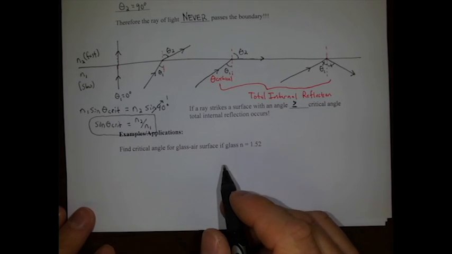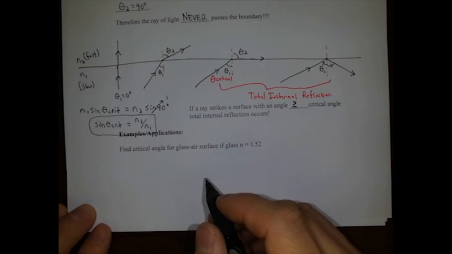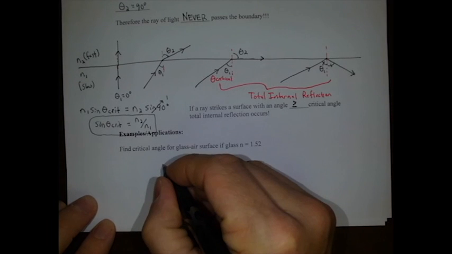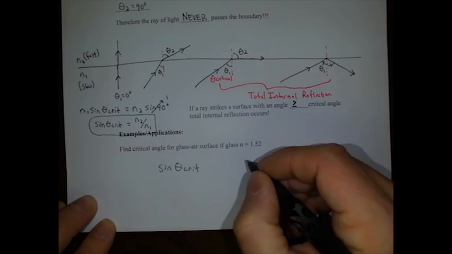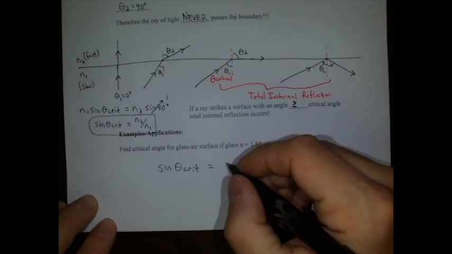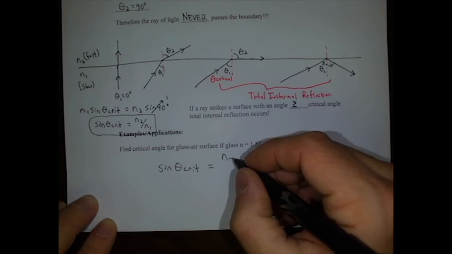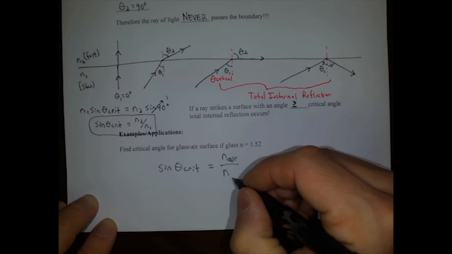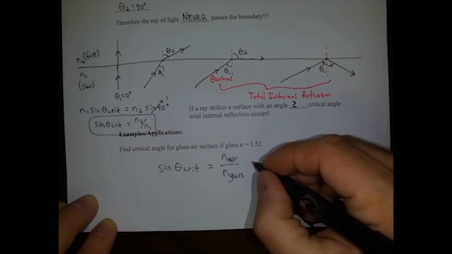So looking at this example right here, we're interested in figuring out the critical angle for a glass-air surface. So let's say the light begins in glass and goes to air. So we find our critical angle. Sine of the critical theta is equal to N2 over N1. So N2 is the faster medium, in this case it's going to be air, and then the original medium is my slower medium, N1, which is going to be glass.